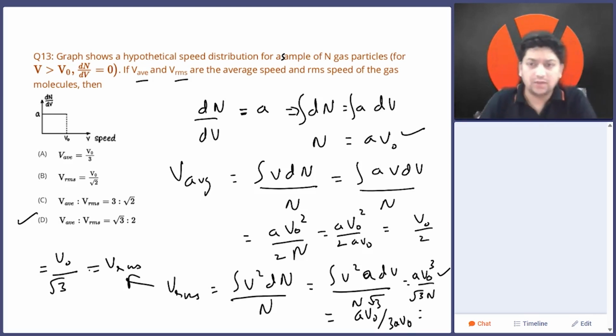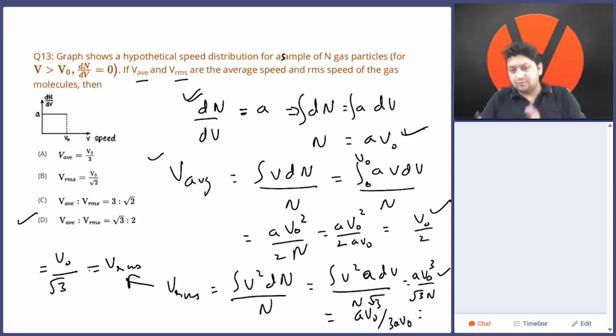Let me go through it once again. As we know, over here the value of dN by dV is A throughout till V naught. We use this expression and then we integrated it, and we got the value of N in terms of V naught. The general expression for average velocity is this. So we put the value of dN and integrated it from 0 to V naught, and we got this value.